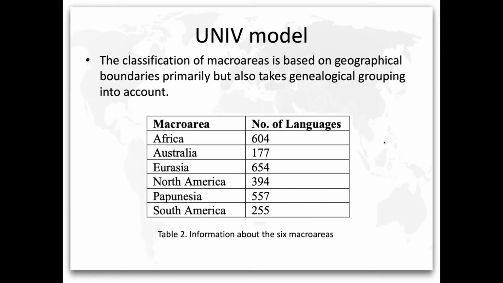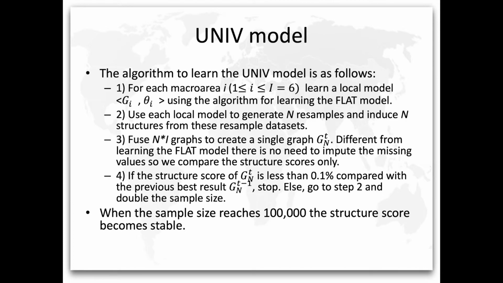So here is the information of the 6 macro areas and the number of languages they have. The algorithm to learn the uniform model is as follows. For each macro area, we learn a local model using the algorithm for learning the flat model. And then, similar to the iterative process, we generate resamples and fuse the graphs to get a final graph.